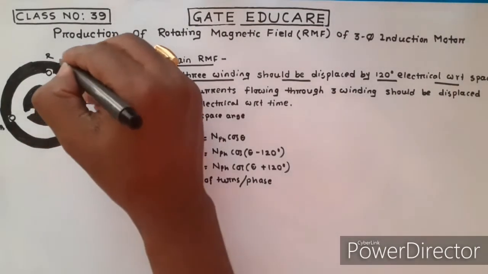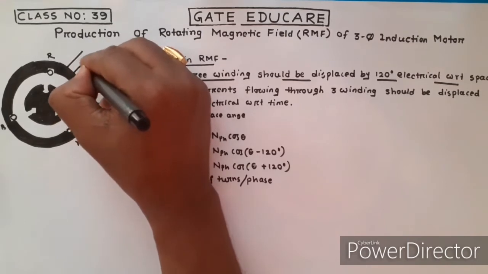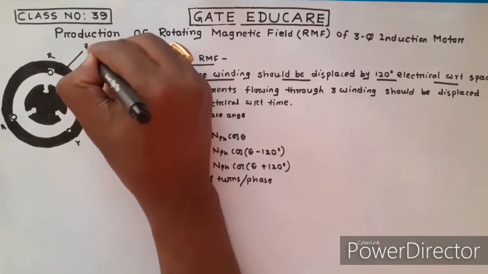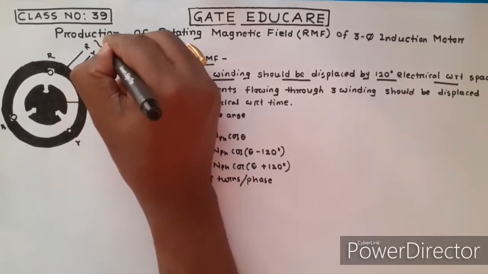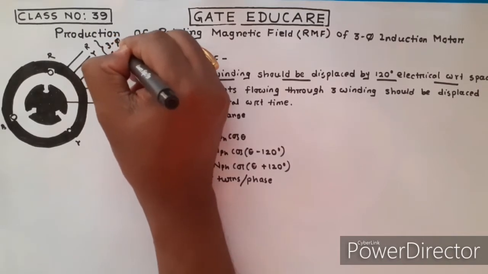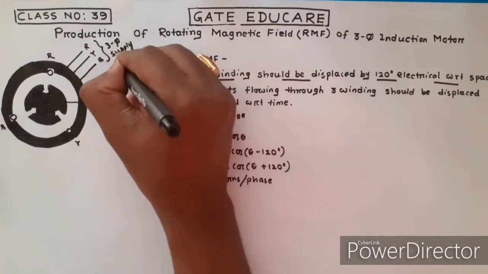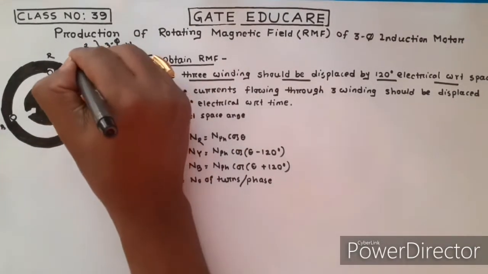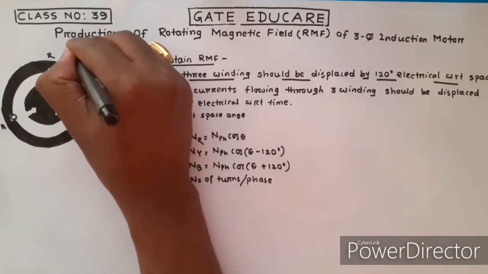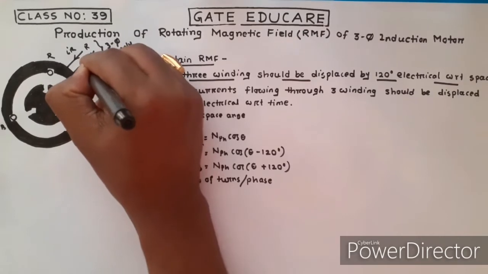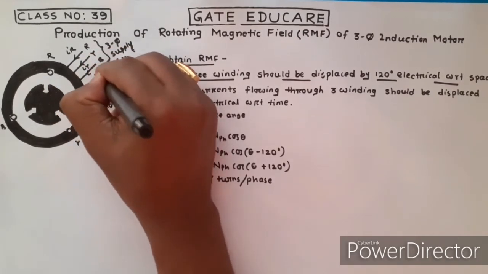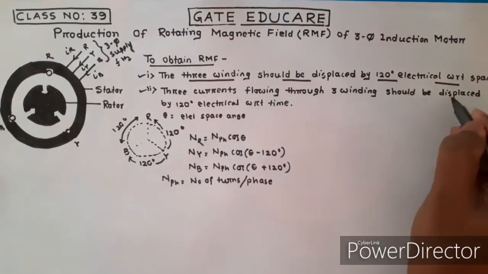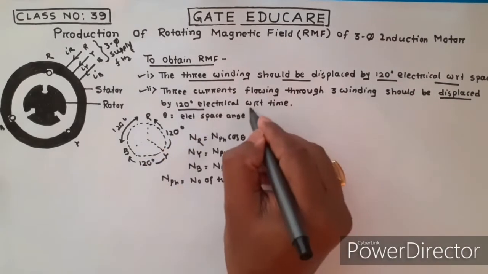Now I have to apply a three-phase supply to this three-phase winding. Let the phase sequence be R, Y, B. This is your three-phase supply of frequency F Hz. Then a three-phase current will be drawn from the supply. Let this current be I of R, the Y phase current I of Y, the B phase current I of B. Therefore, the three-phase currents are displaced by 120 degree electrical with respect to time.